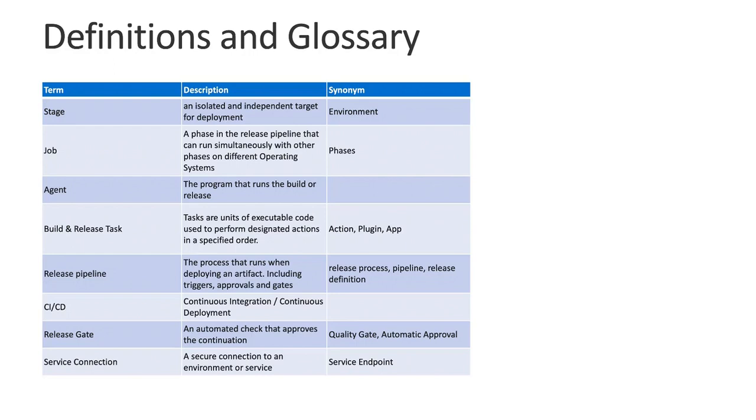So you can see a stage is nothing but an isolated and independent target for a deployment. A job is a phase inside a release pipeline for you to do certain operations. An agent is where your build and deployment job runs. The build and release task is an executable task designed to run in a certain order. A release pipeline is a process that deploys artifacts, including your triggers, approvals, and gates. The whole combined process is called a release pipeline.